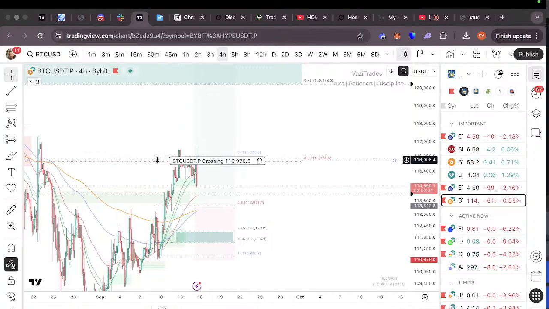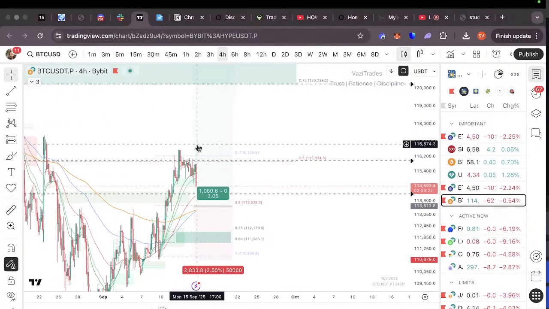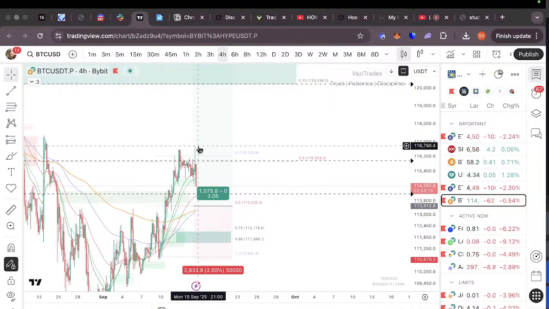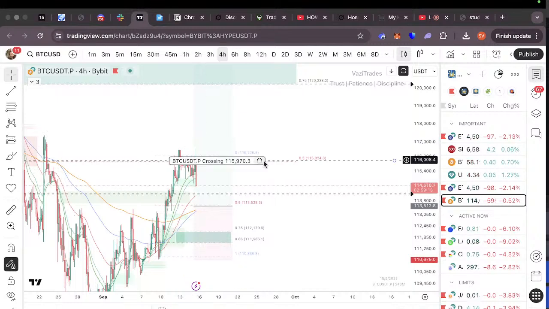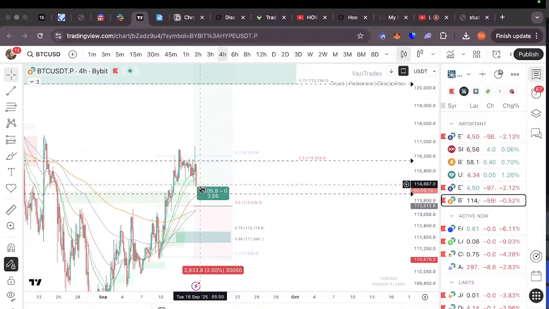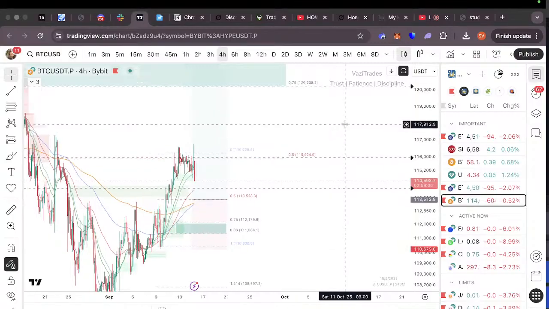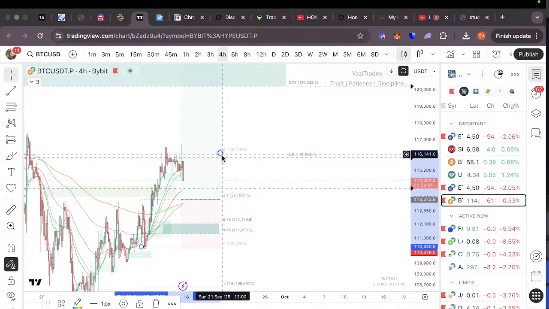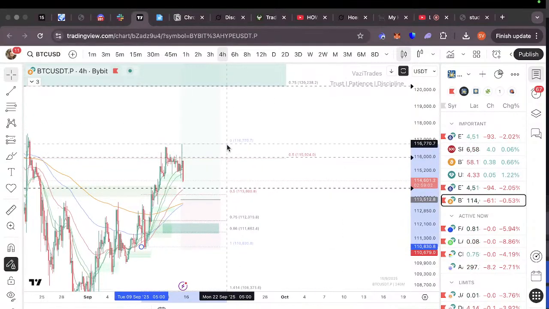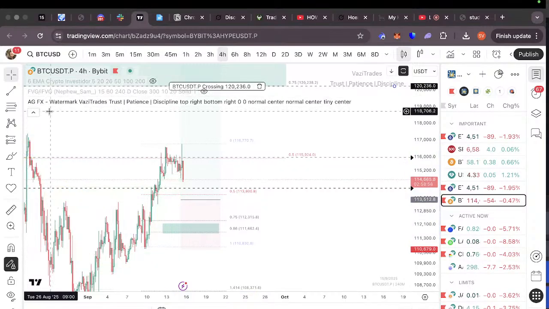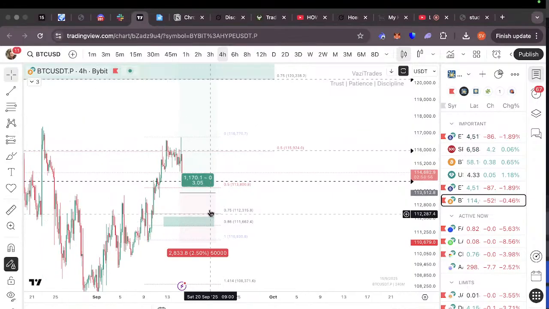So basically, the price came to the strong resistance, $116,000. It even went a bit higher, $116,733. And currently, it is already downtrending. And next support, let me put properly Fibonacci levels. So I will show you where I'm putting the fibs and why.